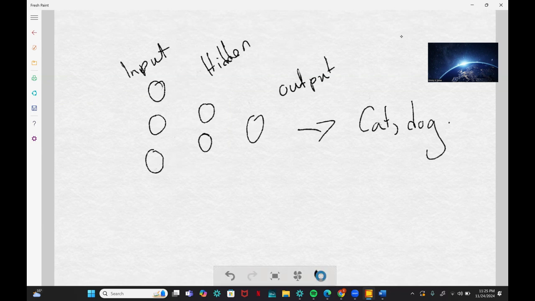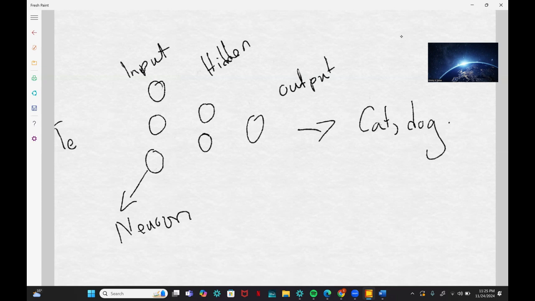So each of these is a neuron, combined together, and how they overlap forms the neural network. The input layer is where the tensor comes in. Remember we talked about a tensor; we're going to talk more about it in a second. The tensor feeds into the input layer, which feeds into the hidden layer, and the hidden layer feeds into the output layer, and then you get your prediction.